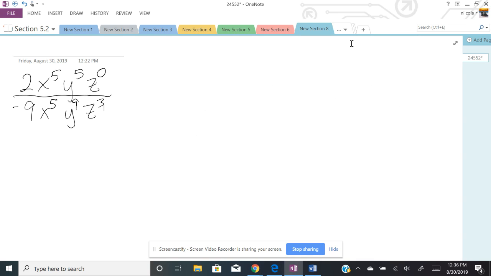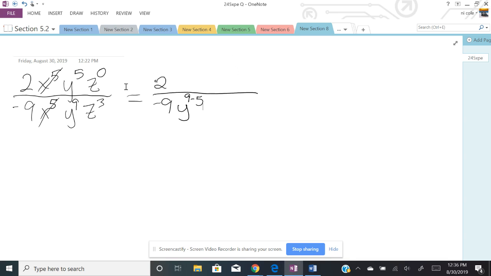All right, let's look at this problem. X to the 5th and x to the 5th, they're going to cancel. So I'm going to draw my bar, and I'm going to look at my numbers first. Can I reduce 2 and negative 9? I cannot, so I'm going to leave it as 2 negative 9ths. I've reduced my x's. What about my y's? I'm going to look for the largest exponent, which happens to be 9. So I'm going to leave it in that spot. So I'm going to do 9 minus 5.